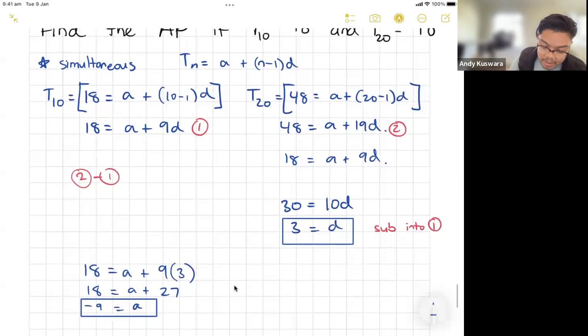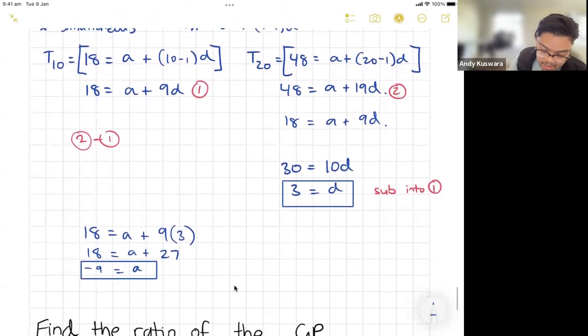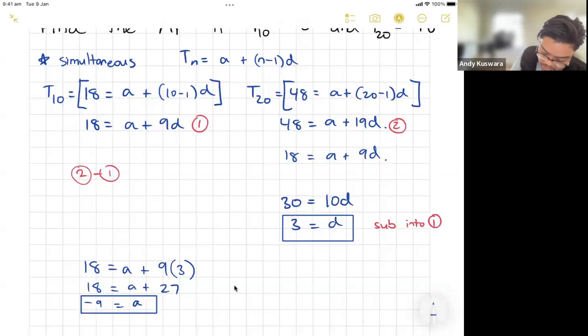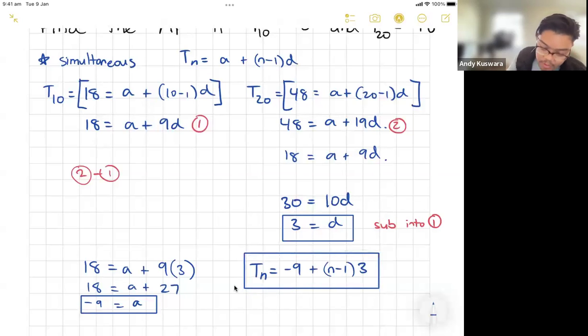And so that means our arithmetic progression is, let's write, Tn is going to equal minus 9 plus n minus 1 times our d, which was in this case 3. So that's your arithmetic progression. And so if you wanted the first terms, you do T1, T2, T3, but I think you get the idea.